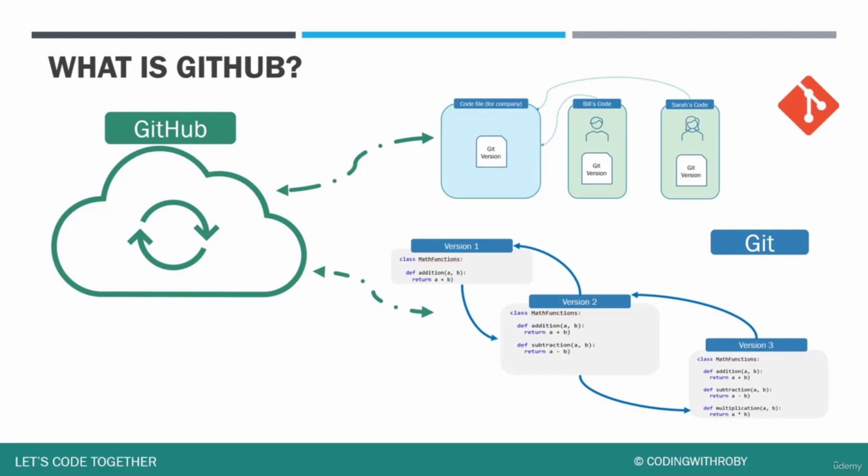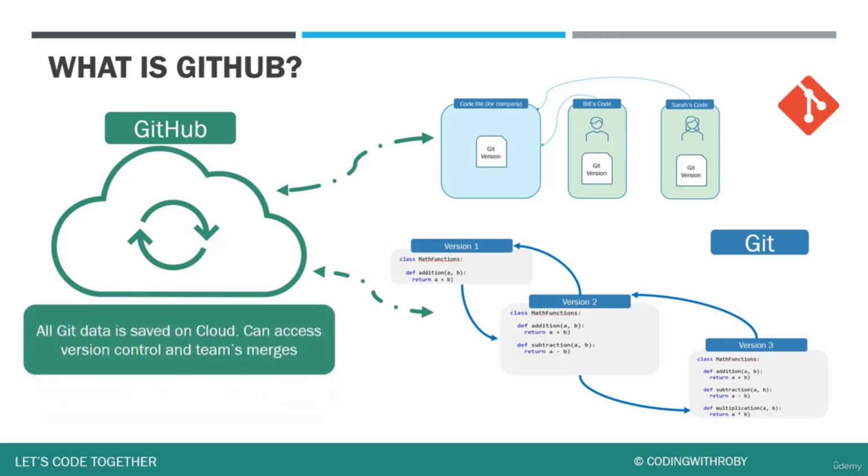And since Git is distributed, as long as they never push their code back to the GitHub server, it will never affect my code. What we can see from this example is that all Git data is saved on the cloud. Individuals can access version control and team merges.